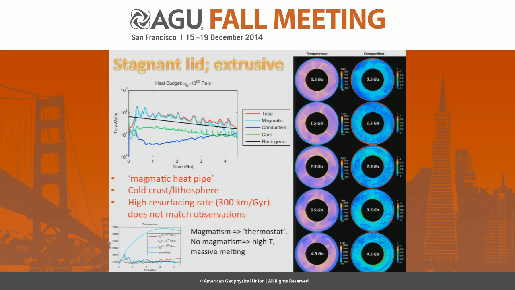So we can see, for example, here, some of the models, temperature and composition. Red is crust, so they form a crust, and you have partial melting. And here we have a heat budget. Black is heat input through radioactive heating, red is the total heat output, and blue is the heat transport by magmatic heat pipe volcanism. So almost all of the heat in these models escapes by magmatic resurfacing.